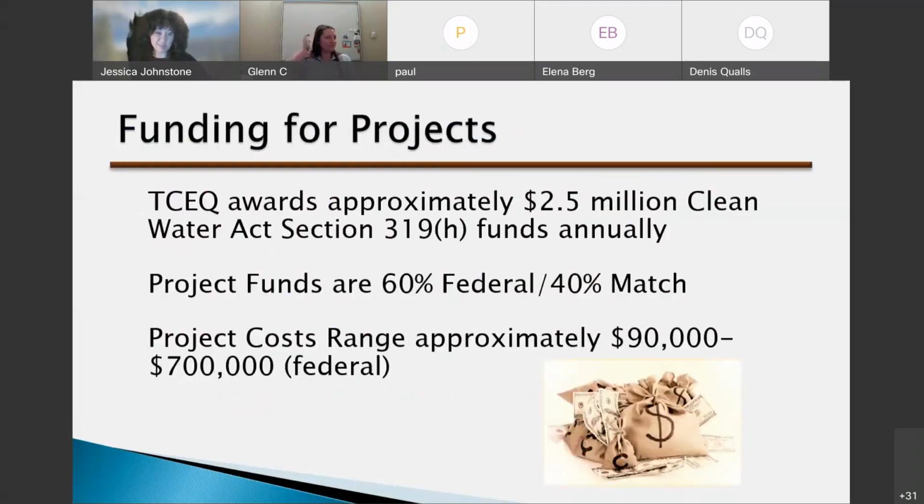Our funding annually is about $2.5 million. We will provide 60% of the project cost if you'll provide 40% match. And right now, our project costs range approximately $90,000 to $700,000 of federal money without the match. It's lower or higher, just depending on the project.